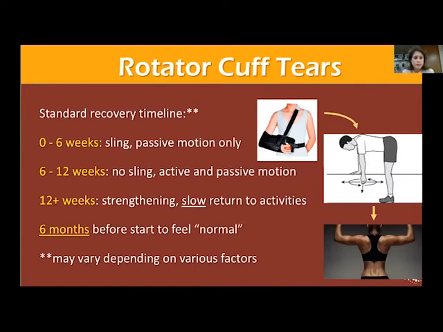Then the second 6 weeks, so standard orthopedic unit is 6 weeks. So the second 6 to 12 weeks, get you out of the sling, and then now you're really focusing on active and passive range of motion. And the goal is to really reestablish normal shoulder mechanics, and have your range of motion start to approach that of the contralateral side.